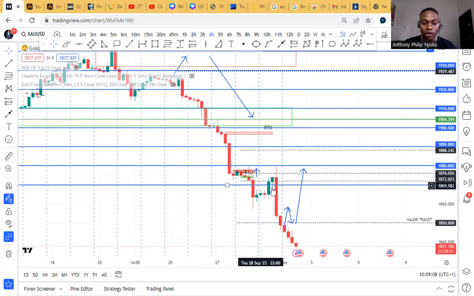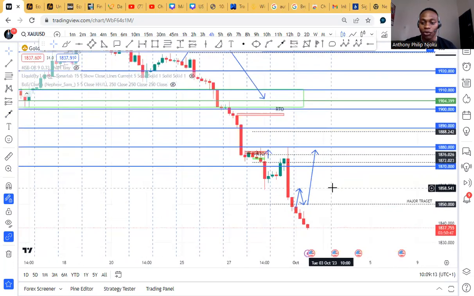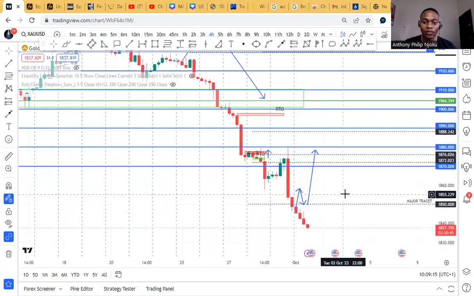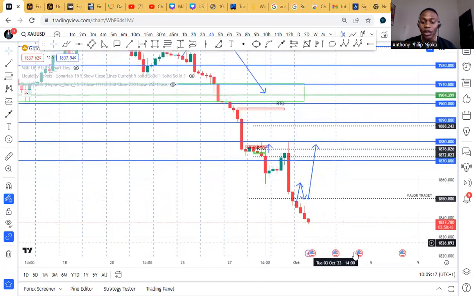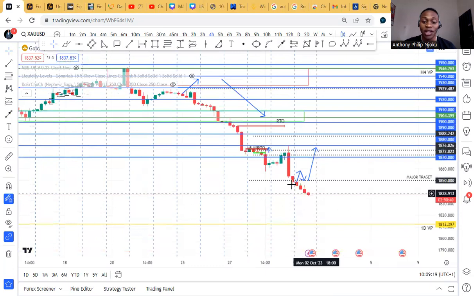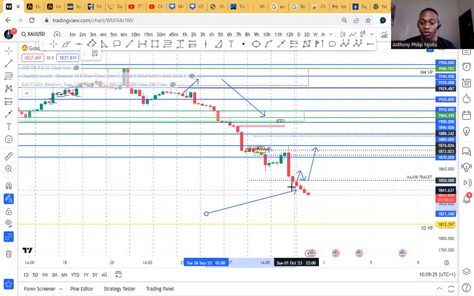Gold sold off all throughout the week. From Monday, it just went straight to our target of $1,850. So now, what should I be expecting? A buy setup for gold. We should be expecting a buy setup for gold. From this point currently, we're expecting a buy setup.